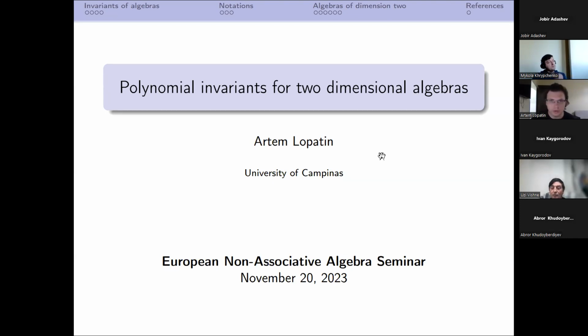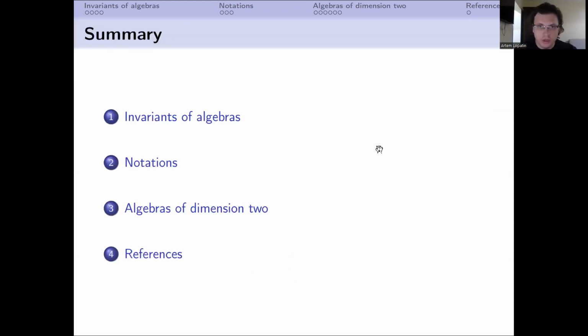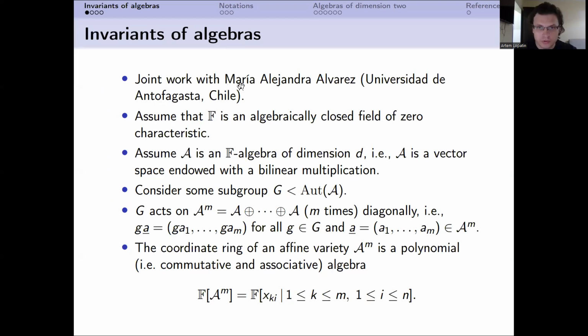So the title of my talk is Polynomial Invariants for Two-Dimensional Algebras. This is a joint work with María Alejandra Alvarez from Universidad de Antofagasta, Chile. Here we will work over F, an algebraically closed field of zero characteristic. I will probably not repeat it once more, but we always assume that the characteristic here is zero.